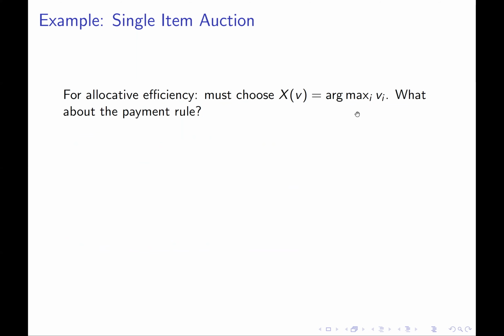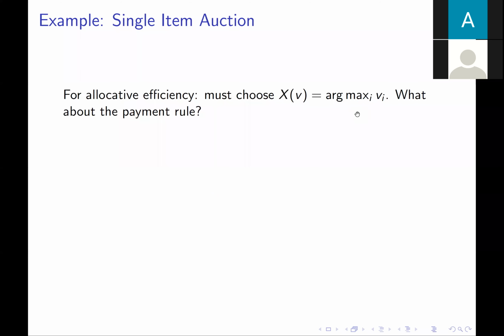Okay, so remember, to design a mechanism, we have to design two things. We have to design an allocation rule, and we have to design a payment rule. But I claim that if we want to satisfy all 4 of these desiderata, all of the action is going to be in designing the payment rule.